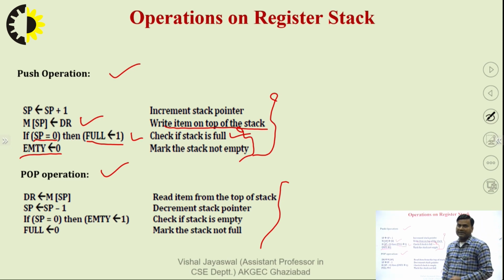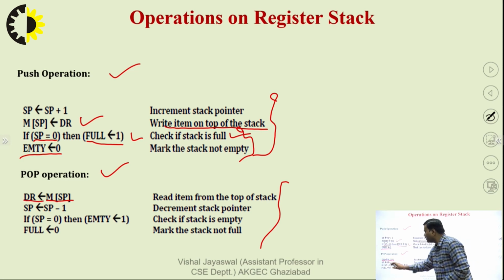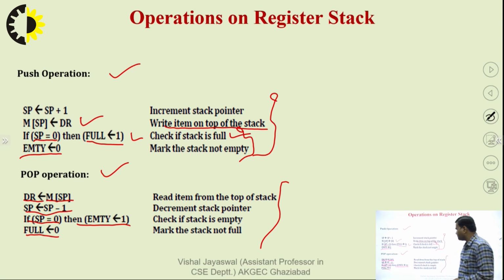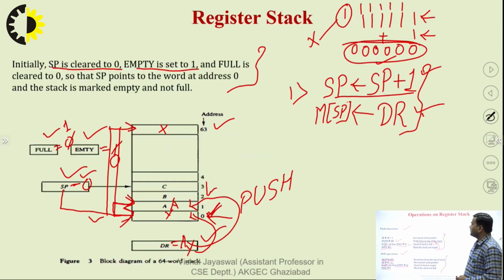Let's talk about the pop operation. In the pop operation, first the content of M of SP, where the stack pointer is pointing, is transferred from the stack into the DR register. Then we decrement the stack pointer register value, meaning SP minus 1, and if SP equal to 0, then we set empty to 1 and full to 0. We perform this pop operation on the stack.